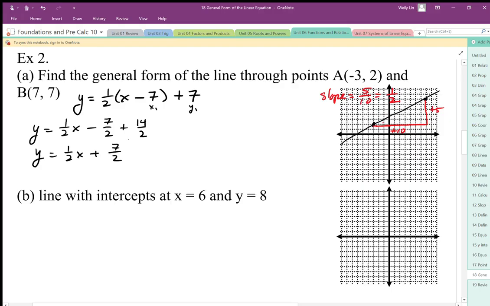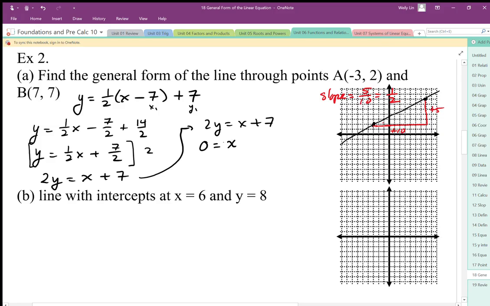The general form then involves getting rid of the fraction. 2y equals x plus 7. We want to make it equal to 0. So we're going to subtract 2y from both sides. We want to keep the coefficient on x positive, so it becomes x minus 2y plus 7. So there's my general form. I can identify my a is 1, b is -2, c is +7.